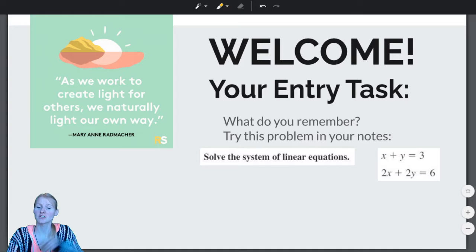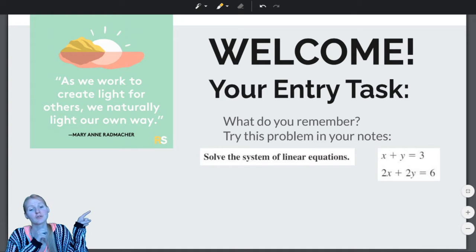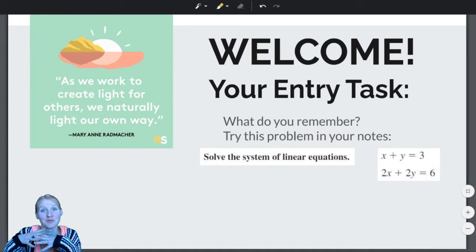You know what to do. Pause the video, try this problem in your notes, and then unpause it to do it with me. Okay, we are asked to solve the system of linear equations. It does not say by graphing, it does not say by substitution, it does not say by elimination, so we can do this however we want to.